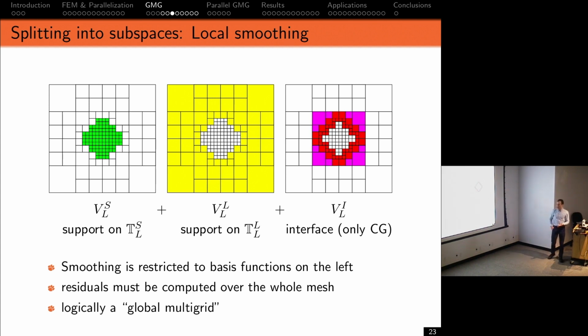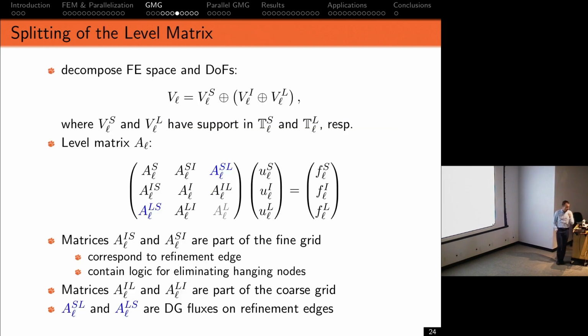Okay? So logically, it's just a normal global multigrid method, but I only work where I have to. So if I decompose my space or my linear systems, I can basically split them up. So I have a block matrix with blocks that are strictly on the level, that are on the interface, or that are on the lower level, and I don't need to do anything on the lower level. And then from the combinations of these, it depends on the kind of method that you have.